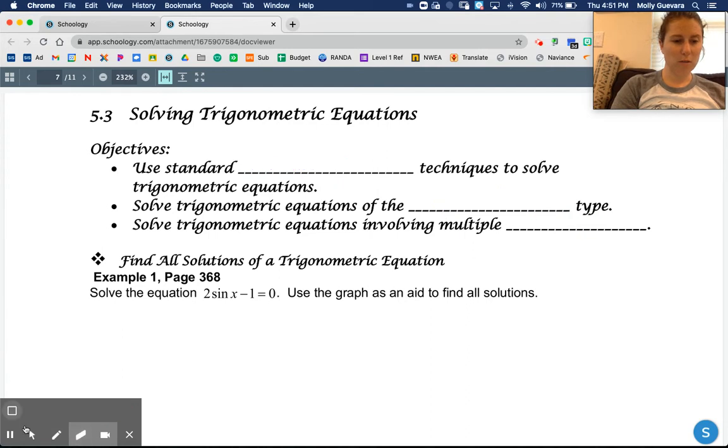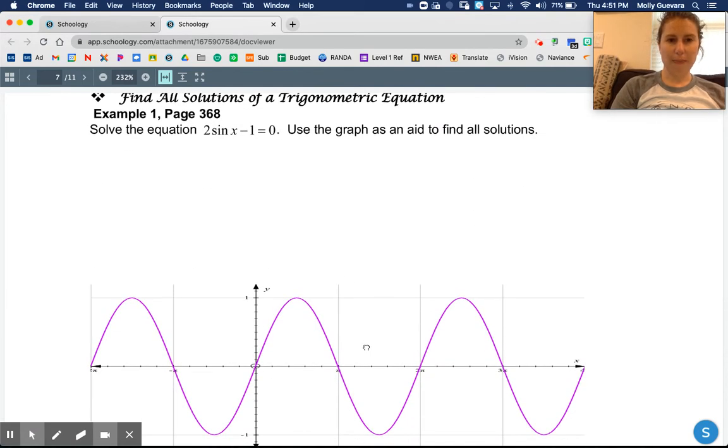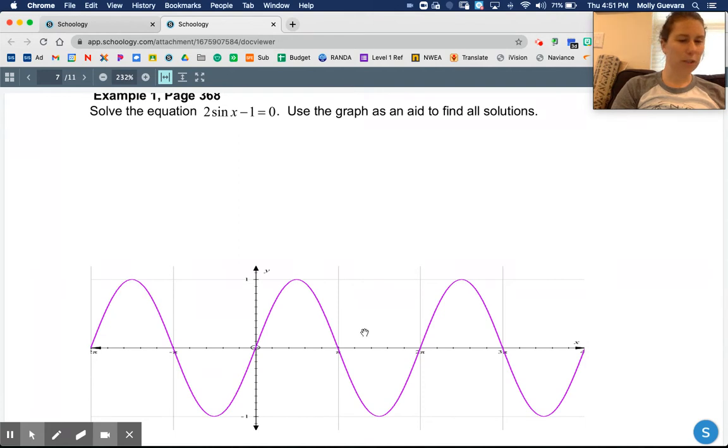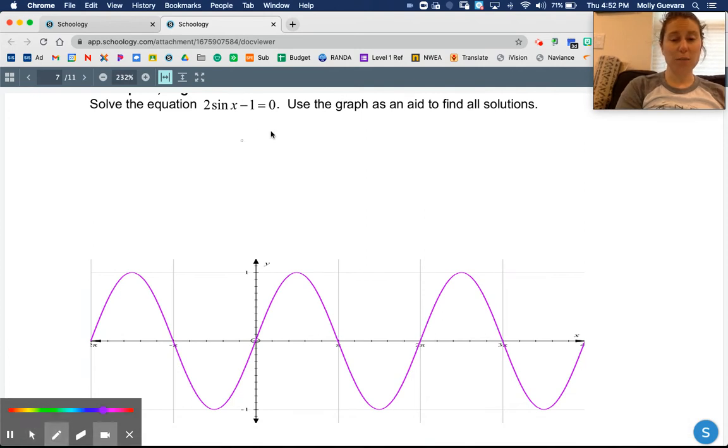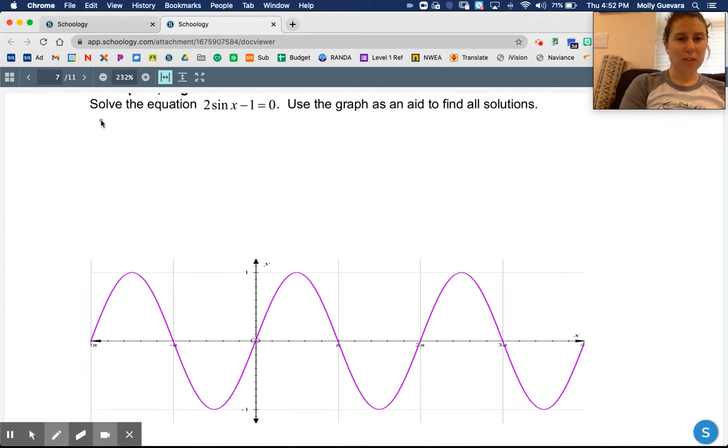Okay, so let's start with example 1. This says solve the equation 2 sine of x minus 1 equals 0. Use the graph as an aid to find all solutions. So first I'm going to start with solving this, okay? So 2 sine of x minus 1 equals 0. Well, I want to get the sine of x by itself, so I'm going to add 1. So just some basic solving here. Divide by 2. And I get sine of x equals 1/2.